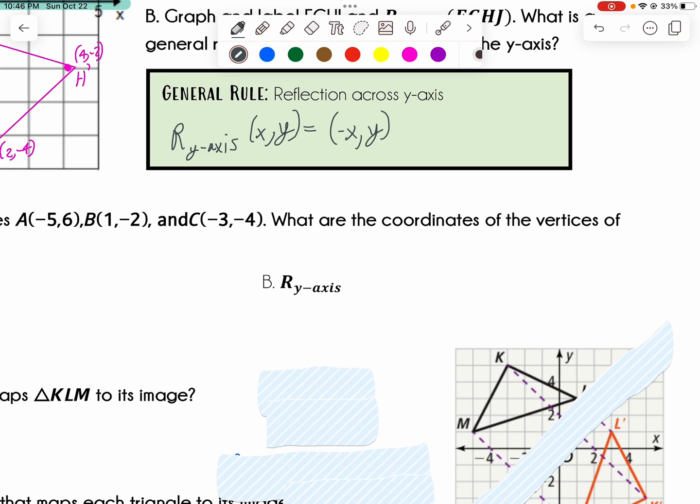Now, you can go ahead and do the same thing with the reflection across the y-axis. What happens to these coordinates? If you write them out yourself, I'm going to tell you what they are, but I won't write them down this time. You want to make sure you can write them down yourself.